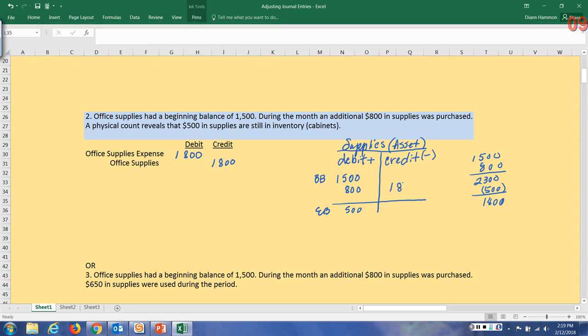So now after making that entry, the journal entry, this is what it looks like. So you get out your calculator, check it, make sure that it's correct, and all is well. Now let's look at a different scenario. So that's when you're not given the amount, but you're given a lot of details related to the supplies account.